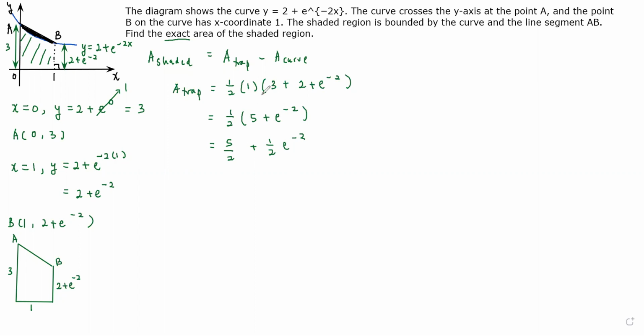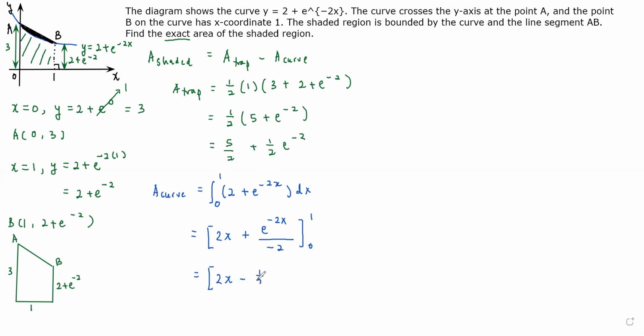We need to subtract this area from the area under the curve. The area under the curve is the definite integral of this curve, which is 2 plus e to the negative 2x from 0 to 1. Upon integration, we have 2x, then this e here is e to the negative 2x divided by negative 2. And that would be 2x minus 1 over 2 e to the negative 2x evaluated from 0 to 1.